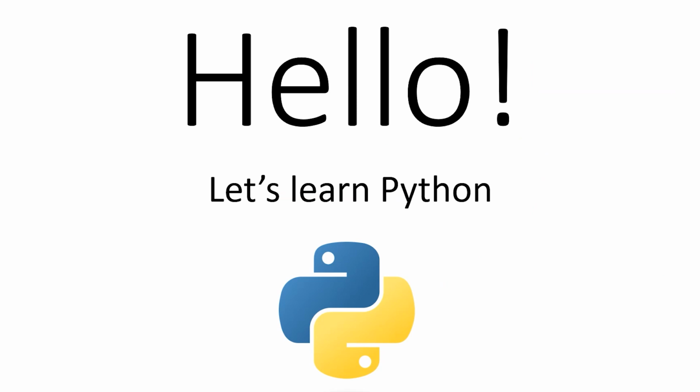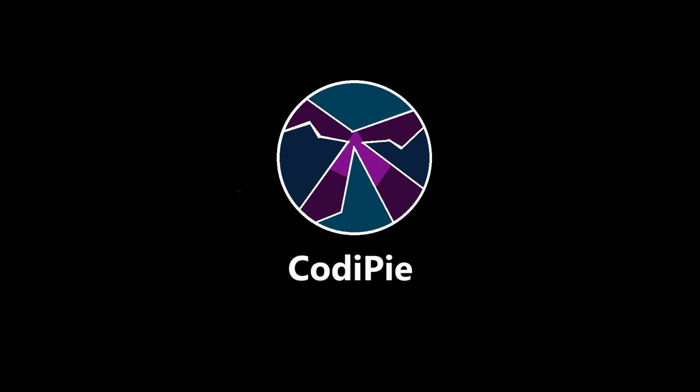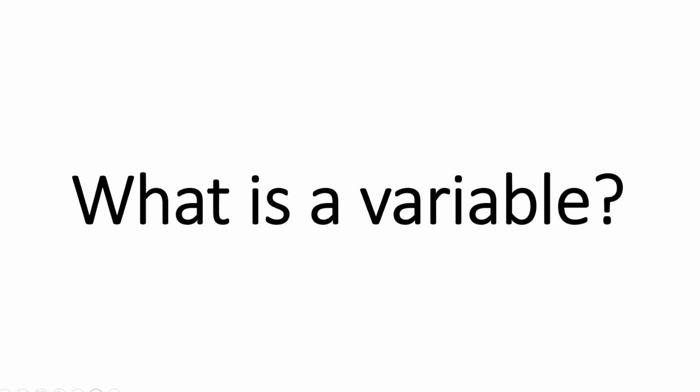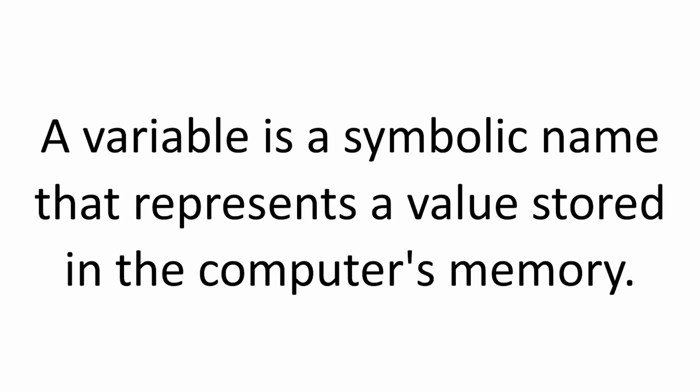Hello everyone, in this video we are going to talk about variables and data types in Python programming language. So what is a variable? A variable can be defined as a symbolic name that represents a value stored in computer's memory.